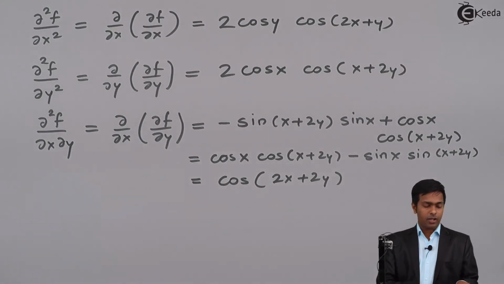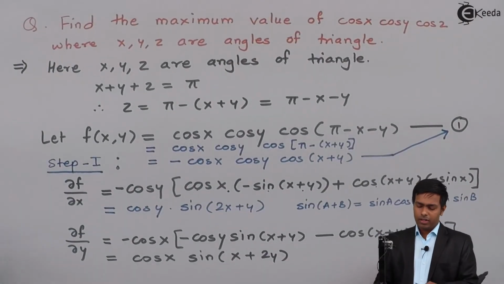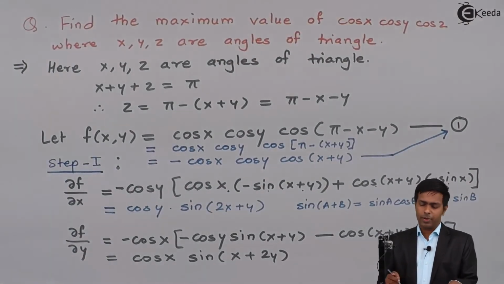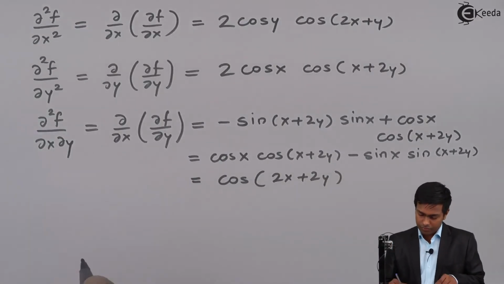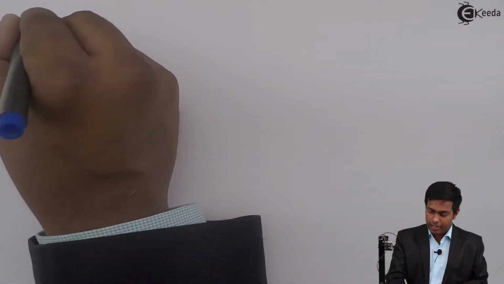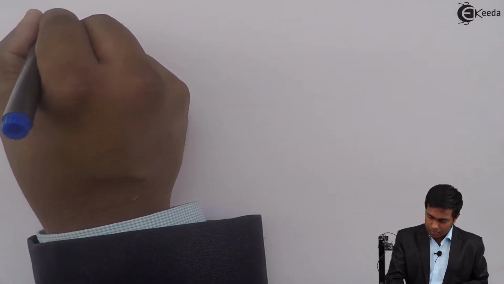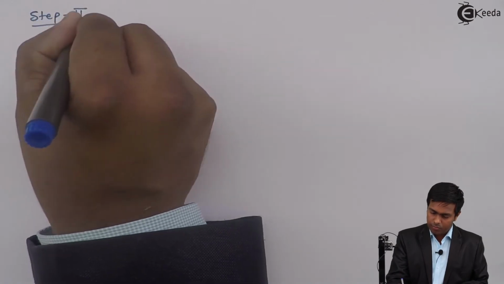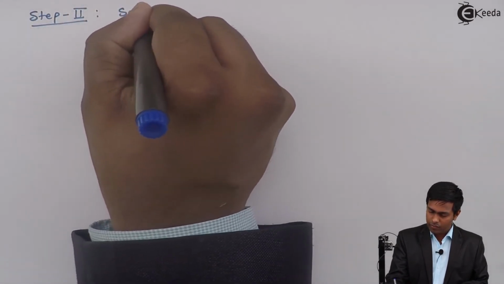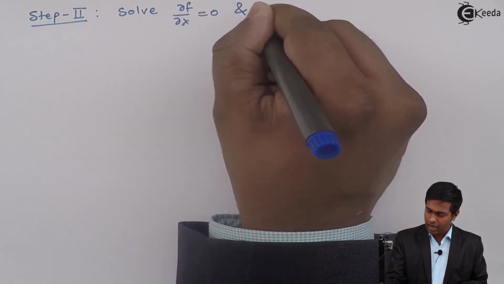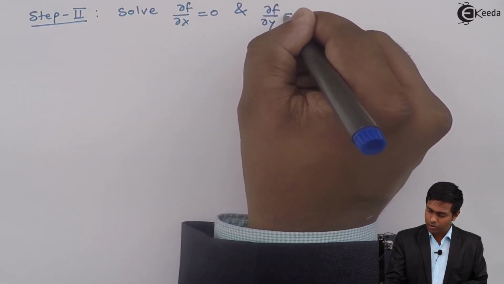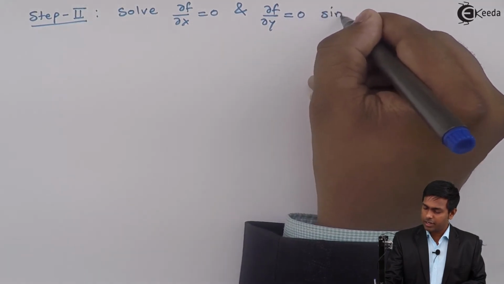After this we'll start with step number 2. In step number 2 we will solve these two equations simultaneously, that is ∂f/∂x = 0 and ∂f/∂y = 0. So here we'll say step number 2: solve ∂f/∂x = 0 and ∂f/∂y = 0, two equations simultaneously.